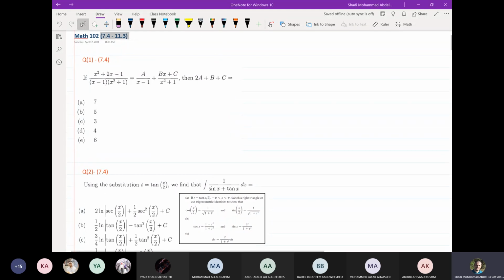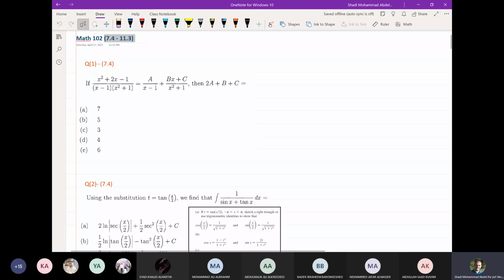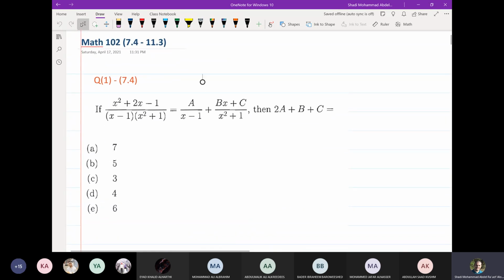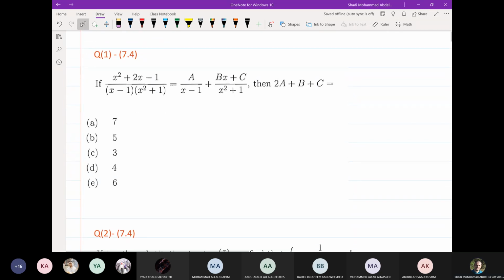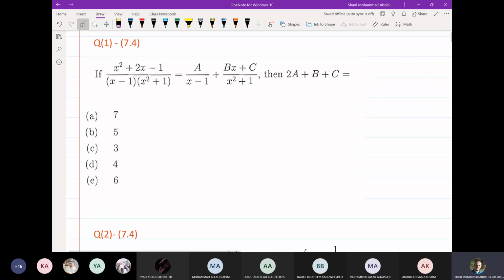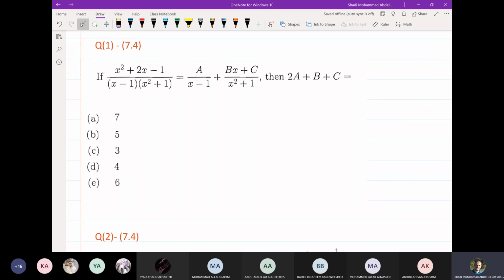Today we will do the final revision, or the revision for the final exam. I split it into two parts. In the first part, we will discuss some questions from 7.4 up to 11.3, and tomorrow we have part 2 at the same time. It will be from 11.4 till 11.10. Now the first question talks about the partial fraction.